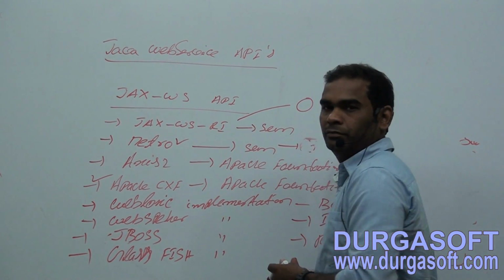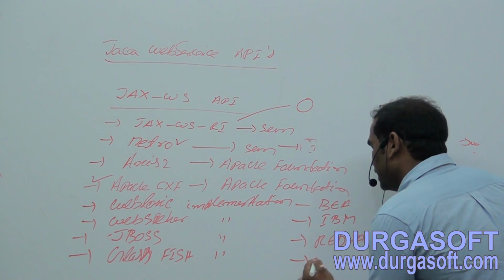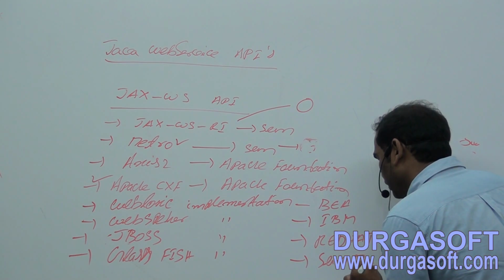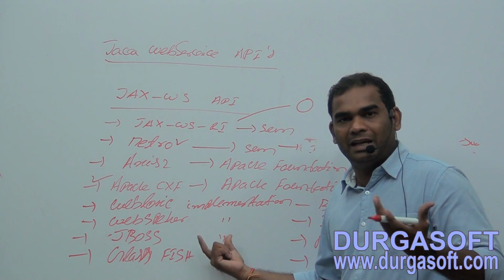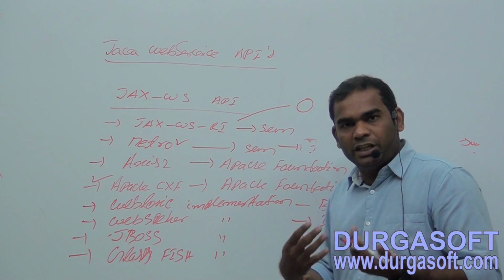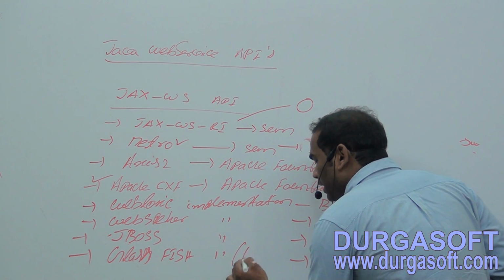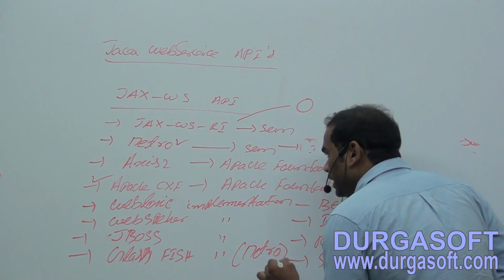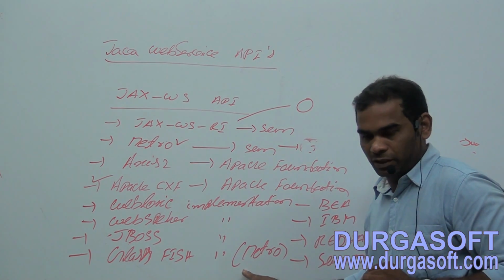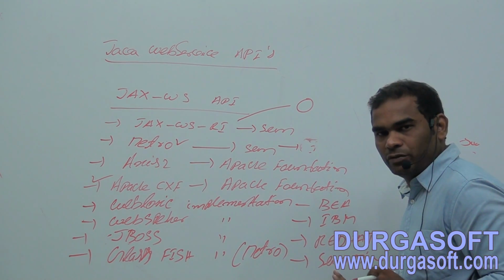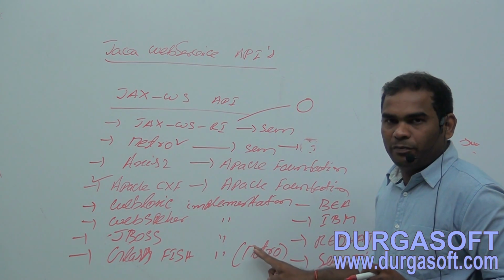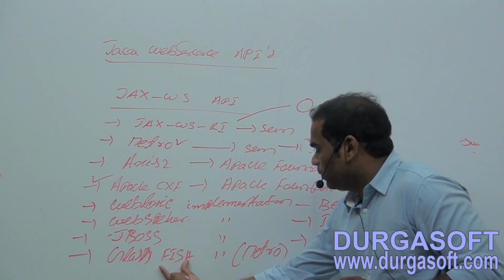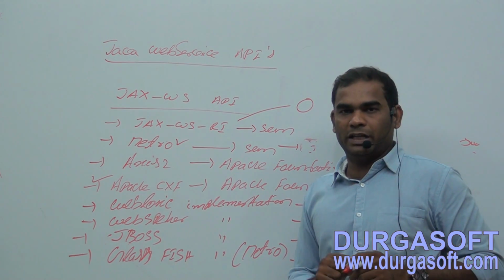This implementation is given by Sun Microsystems. In fact, Glassfish doesn't contain a separate implementation. Glassfish internally contains the Metro implementation, which is given by Sun Microsystems. So this server is also given by Sun Microsystems, and this Metro implementation is also given by Sun Microsystems. So Glassfish internally uses this Metro implementation.